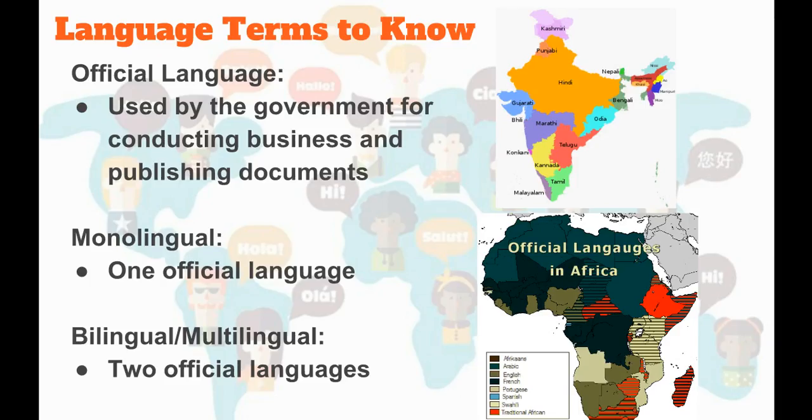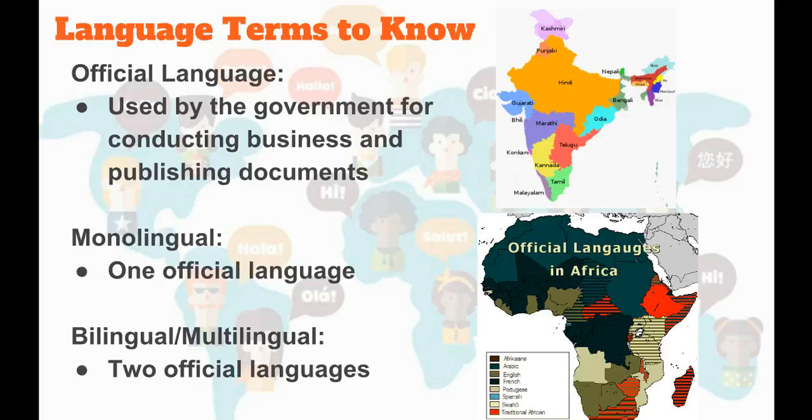So language terms we need to know going over. Official language, it's the language used by governments. Keep in mind they want to have an official language because it makes it much easier to understand laws. It's cheaper. It brings people together. They believe it brings people together if they all speak the same language. You can get over cultural barriers. It's easier to do business if you have an official language.